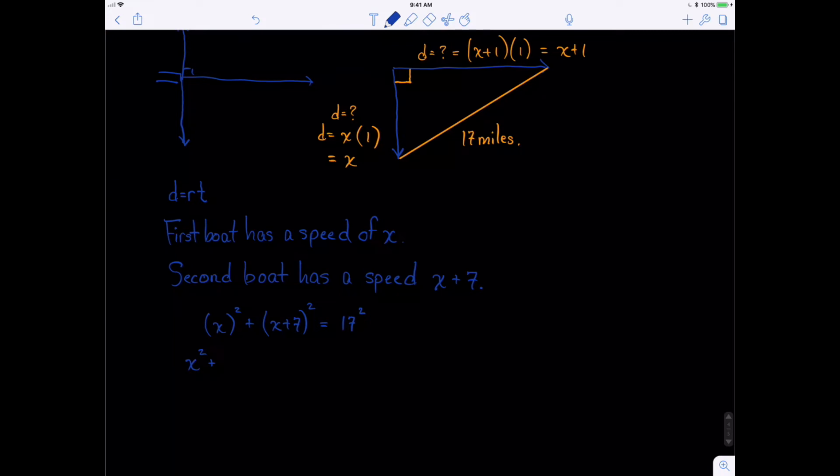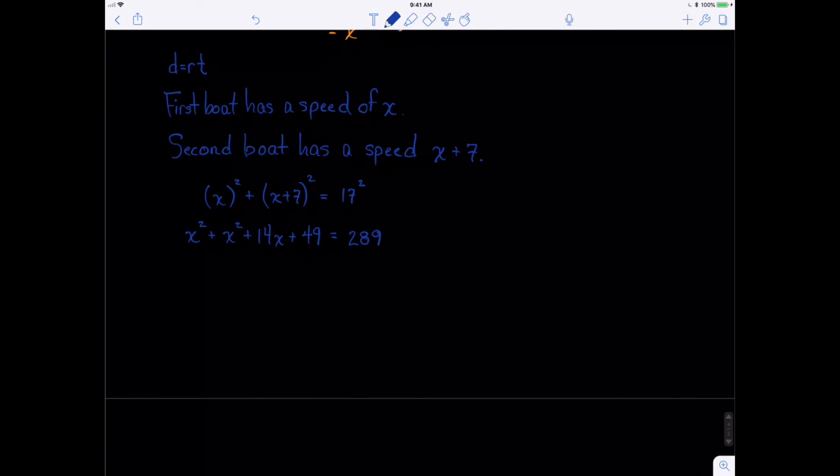And this is also a perfect square, so if you're not quite sure about this, you should pause the video and try. But this gives me an x squared plus 14x plus 49. And 17 squared, that's 289. So now, let's clean up what we have. This is 2x squared plus 14x plus 49 equals 289. Well, I am going to hope that this one solves by factoring.